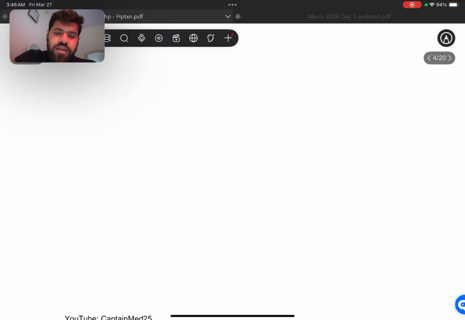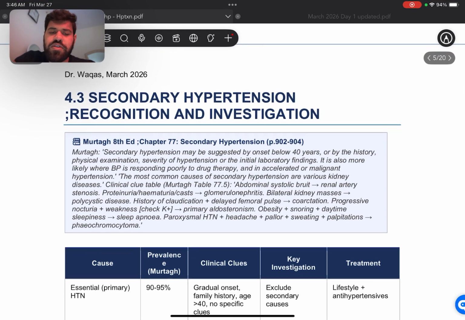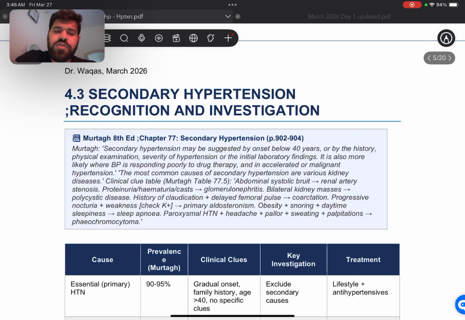Okay. Now moving on to secondary hypertension, recognition and investigation for those. What Murtagh says is that it may be suggested by onset below 40 years, or by the history, the patient's physical examination, severity of hypertension, or the initial lab findings. Now, usually hypertension comes on later in life, in the last third of life, close to above 50, 55; from 60 onwards it's more common.